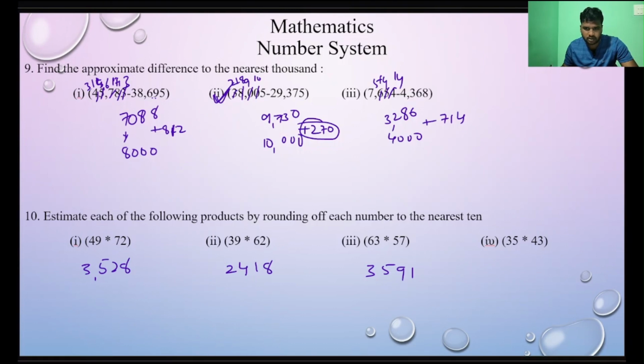Okay, 1 minute. 35 multiplied by 43, what will you get as the answer? 1505. Okay, nearest 10 is very simple. Add here, how much will you get? Nearest 10 means we have to add plus 2 here, sorry, 3.